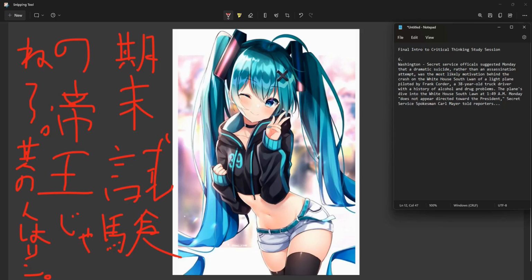Then we get to paragraph 2. The plane contained no explosives or other weapons, Mayer noted.